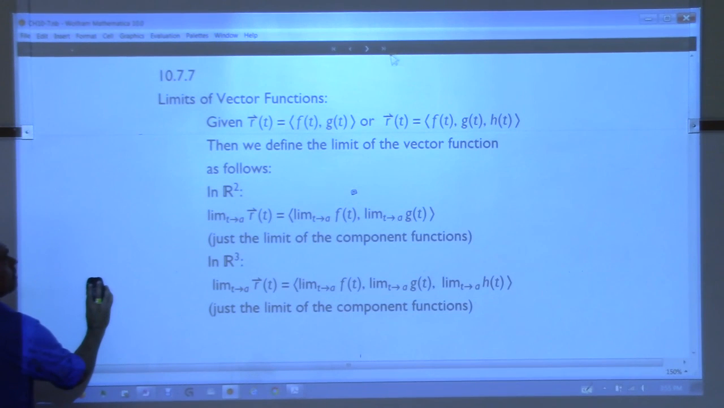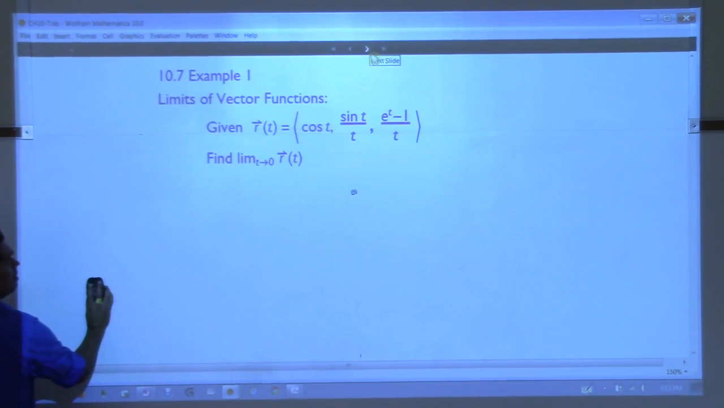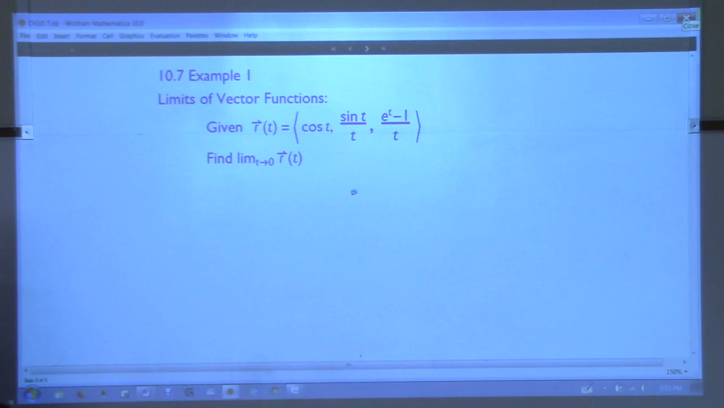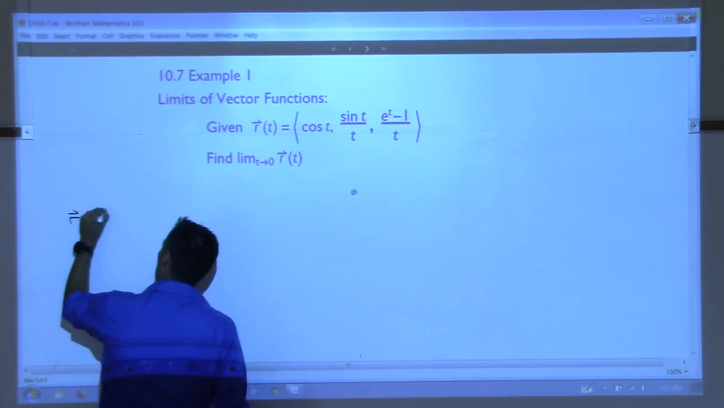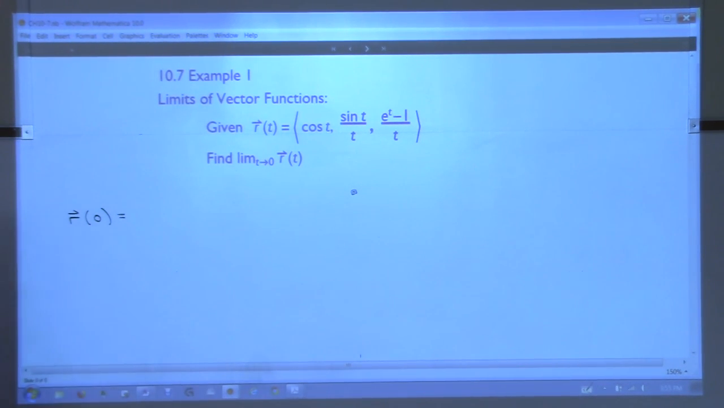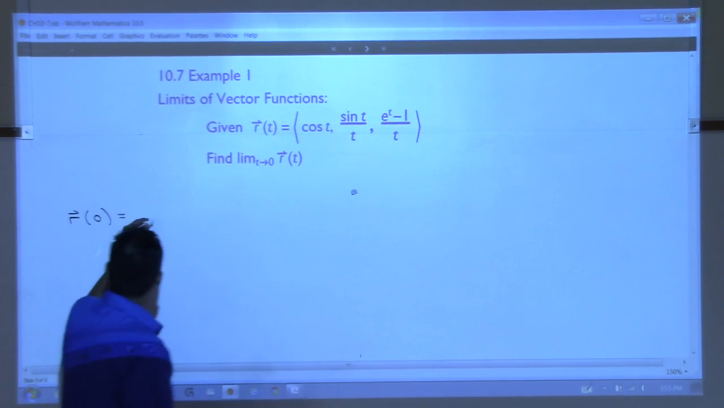So I have an example here. Let's find the limit as t goes to 0 for this vector valued function. So let's first take note of something. What is r of 0? If I plug 0 into this vector valued function, what does it spit out? Well, you can't plug 0 in, right? This is undefined.